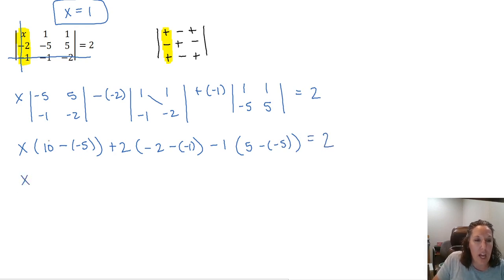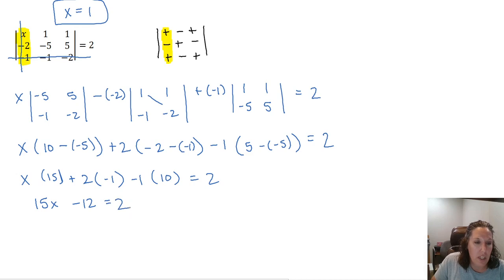We're going to get multiplied by our x. 10 minus a negative 5 is going to be 15. And then negative 2 minus a negative 1 is going to be a negative 1. And then 5 minus a negative 5 is going to be 5 plus 5, or 10. So that's going to be 15x. We're going to get a negative 2 and a negative 10, so a negative 12 equals 2. Add 12 to both sides, and we get 15x equals 14, and so x equals 14 over 15.